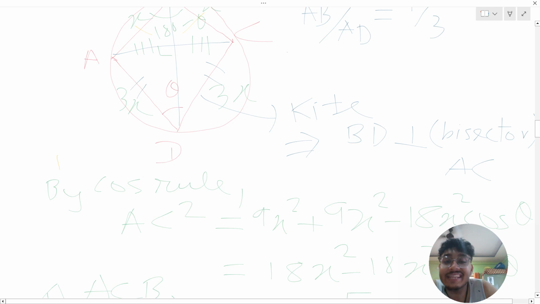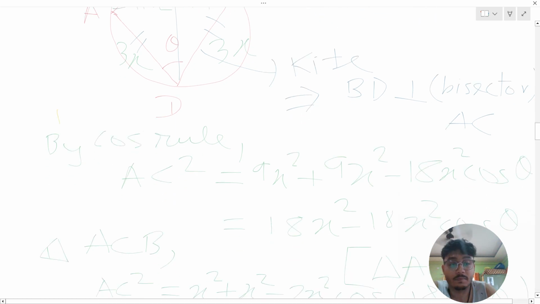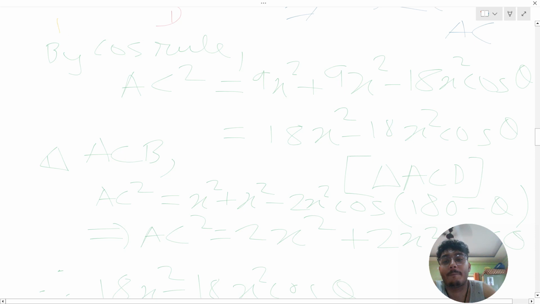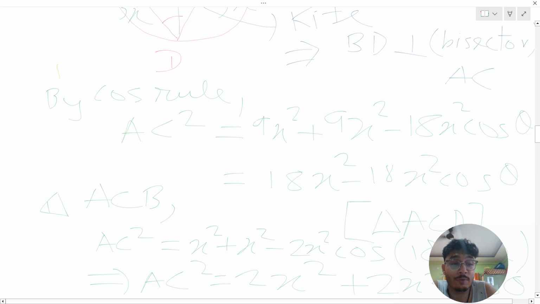By the cos rule in triangle ADC, I get AC square equals AD square plus DC square minus twice of AD into DC cos theta, cos of the included angle. So basically AD square is 3x whole square, which is 9x square, plus 9x square minus 2 into 3x into 3x, ultimately 18x square, into cos theta, that is cos of the angle between them. So applying the cos rule in triangle ADC, we get AC square equals 18x square minus 18x square cos theta.